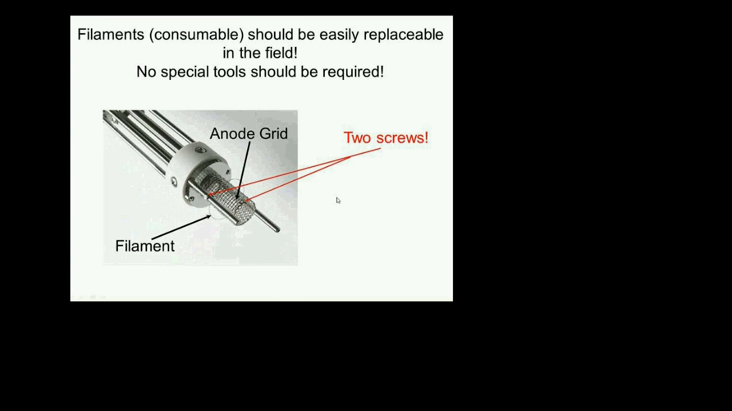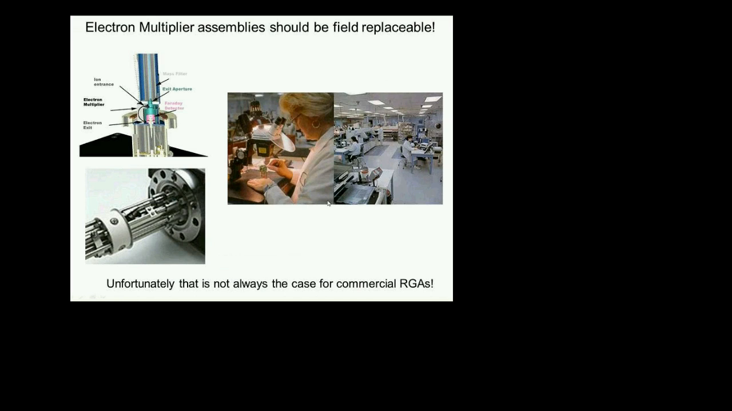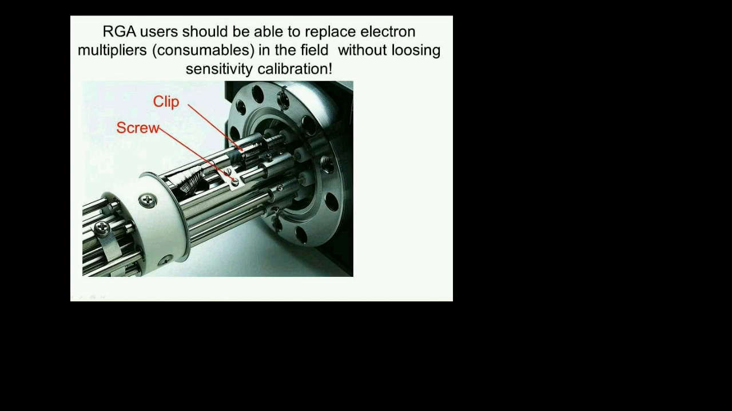Okay? So here's an example of a simple replacement of a filament. Here's an example of a unit where the only way you can replace this multiplier is by sending it back to the vendor. Here's the lady at the factory taking it apart. In this case, all you need to do is remove this screw, the multiplier comes out, you put in another one that is identical to it, and you're off to the races. Here it is: you take that screw out, remove the multiplier, put a new one in, put the screw back in, and you're off to the races.